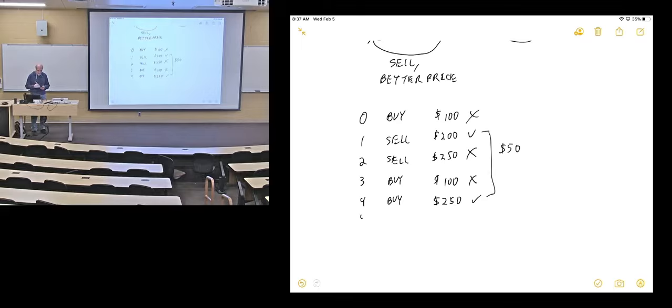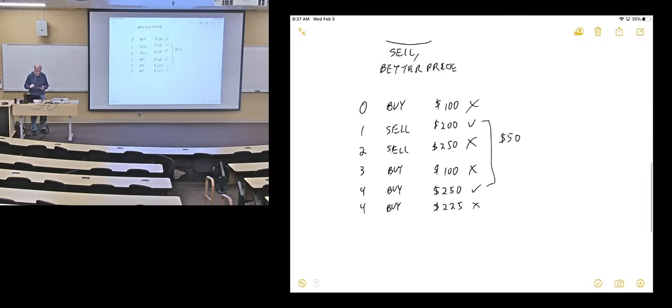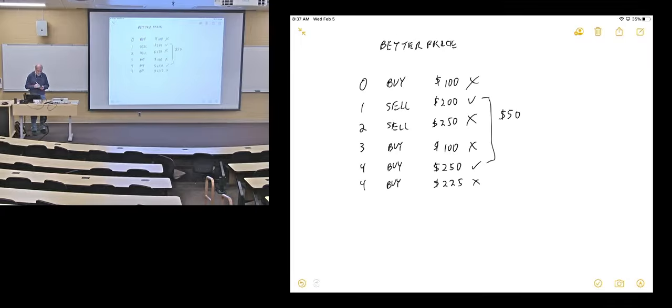Someone says, I'm willing to buy that stock for $225. Well, that's a worse profit. I don't care about that order. I just ignore it. Time 5, someone says, I'm willing to buy this stock.